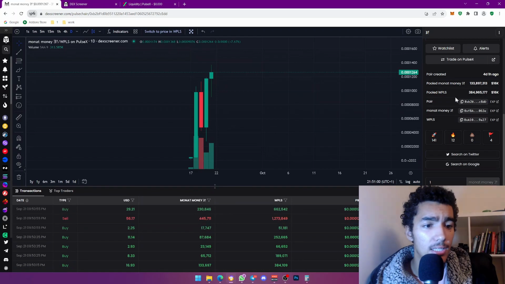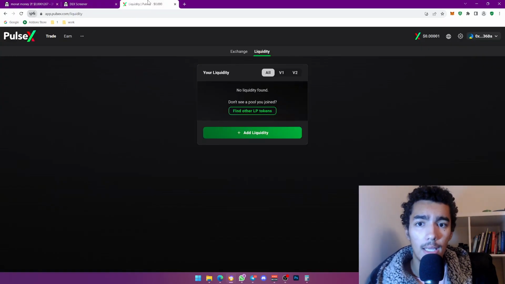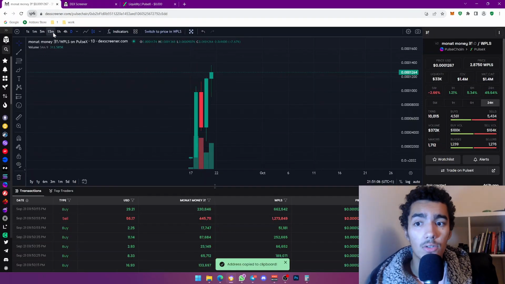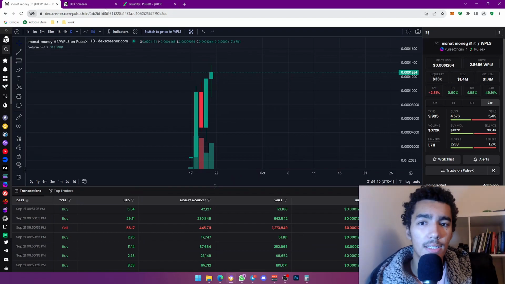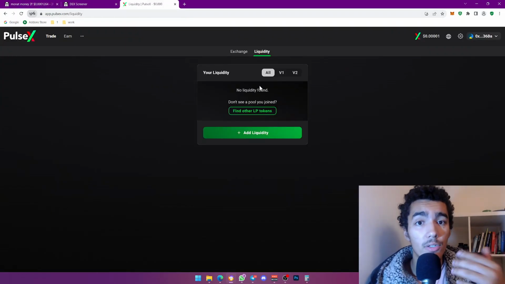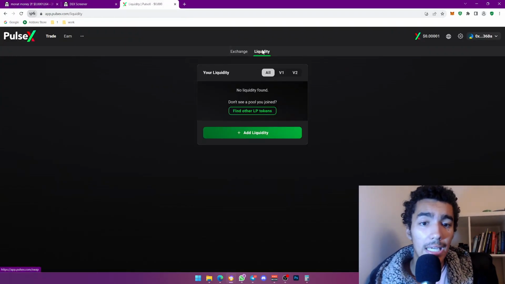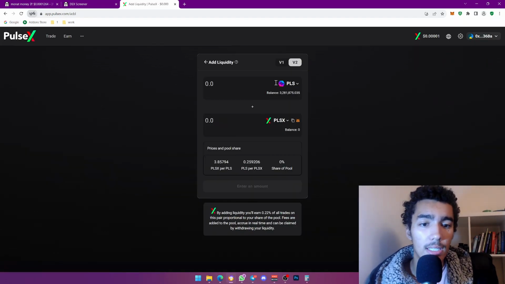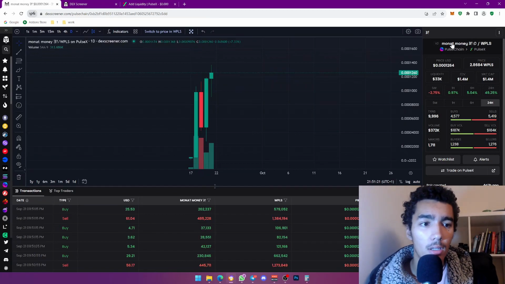Now it is here at the bottom. You click on Monat Money, and obviously this is after you do your checks. This is the real Monat Money from the Atropa Dev 414. That's a different check, but let's say once you've checked the contract address, you come here, click on liquidity, click add liquidity, and then this is where you choose which pair you want to do it with.